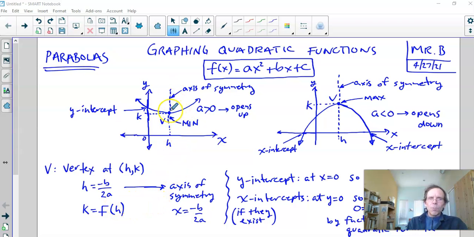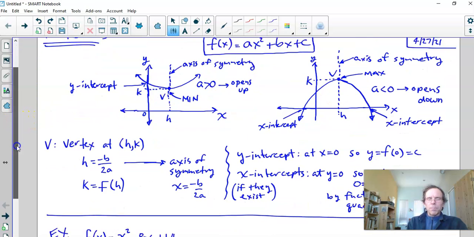All right, how do you find the y value? Well, all you have to do is put the h value into the function and get the y value, right? Because this point has to satisfy this equation. So if you put in an x value like h, it's going to tell you what k is. I'll show you in an example. We'll get h, then we'll put it into the function and get the k value, the y coordinate of the vertex.